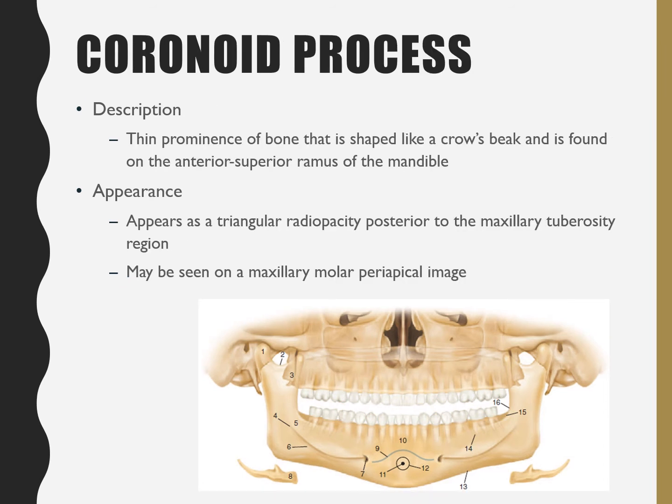Number 3 is the coronoid process. This is a thin prominence of bone that's shaped like a crow's beak.